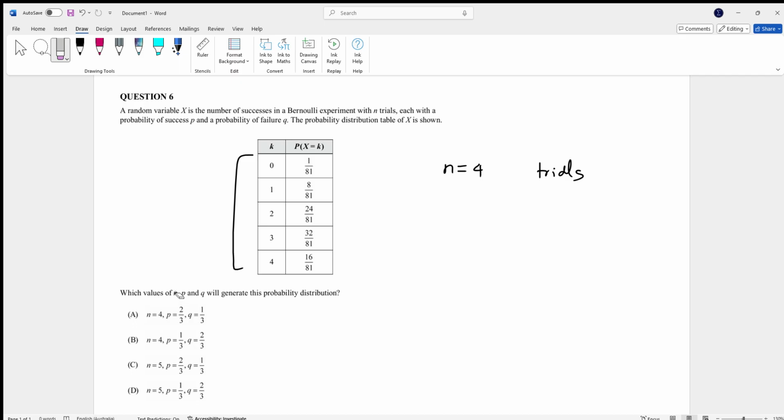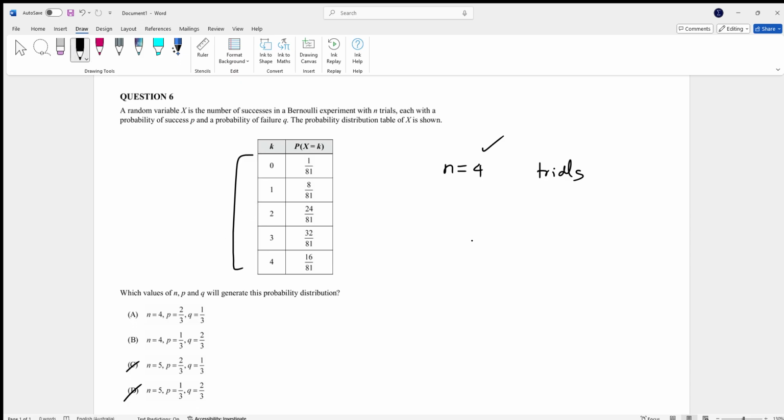Which of the values of n, p, and q will generate this probability distribution? Okay, first of all, we know n is equal to 4. So straight away, C and D are incorrect. Now, most people would pick C or D because they would say 1, 2, 3, 4, 5. That's not correct at all, because you could still get 0. Even if you try something 4 times, you could still fail it 4 times. That's why there's only 4 trials there, not 5.